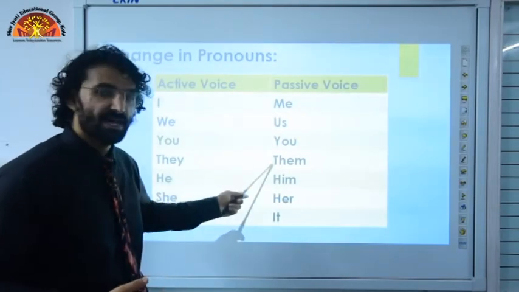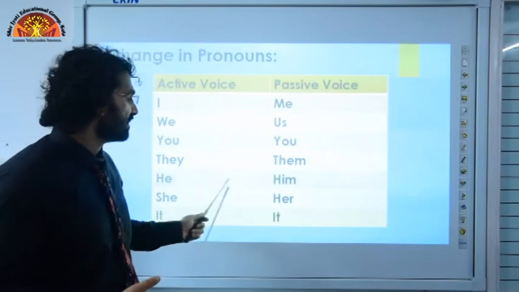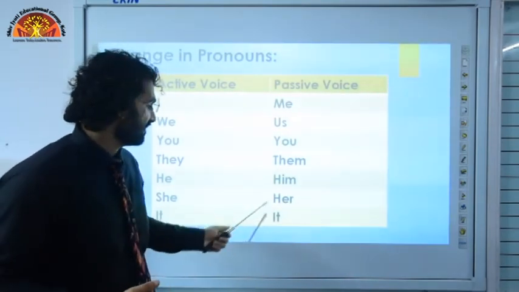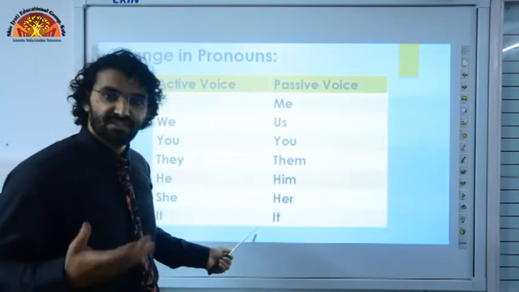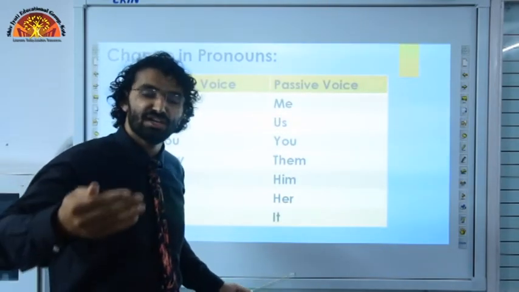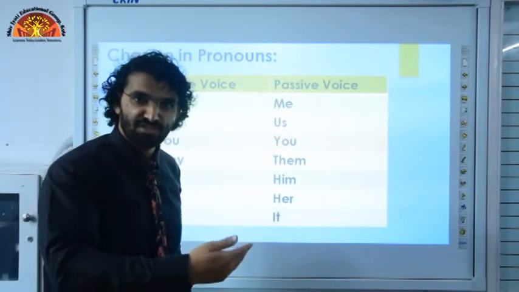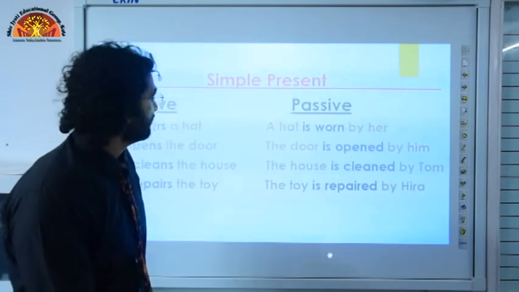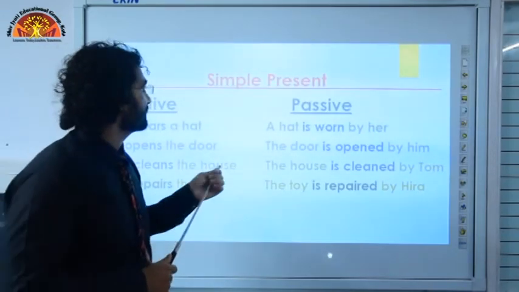They becomes them. He becomes him. She becomes her. And it remains it. And if you will find a name in the sentence, the name will remain the name too. Okay? How will this happen? We are going to learn in the following examples.